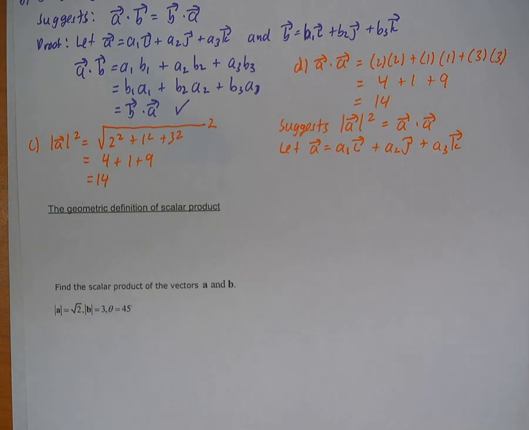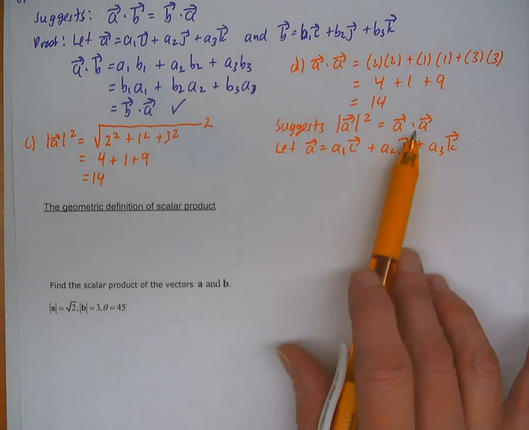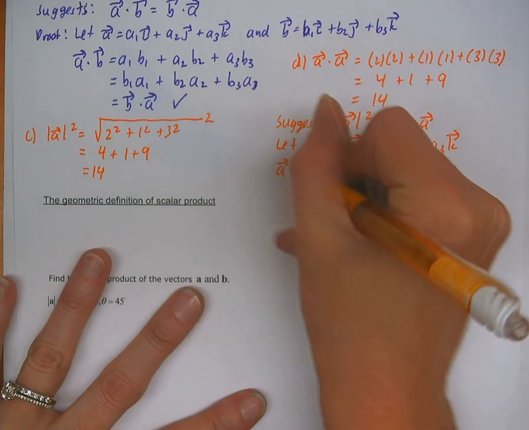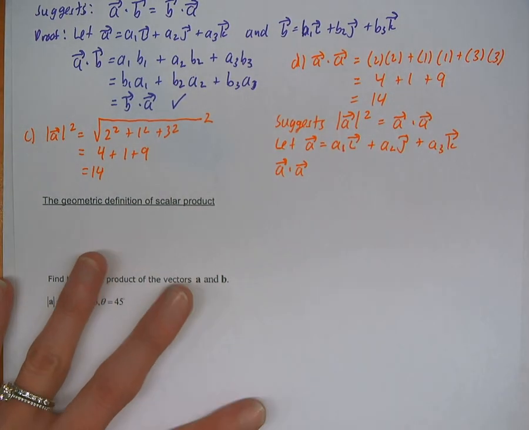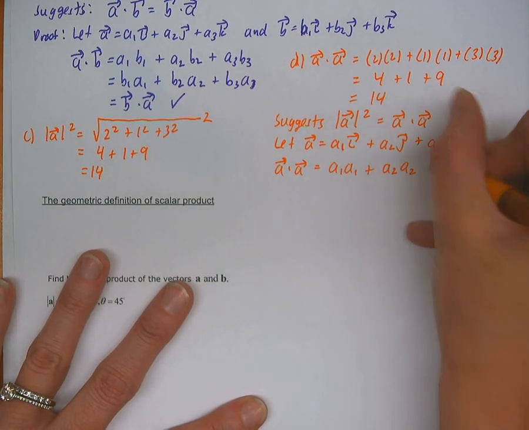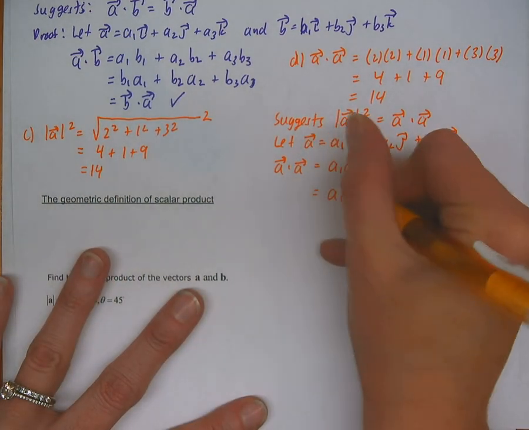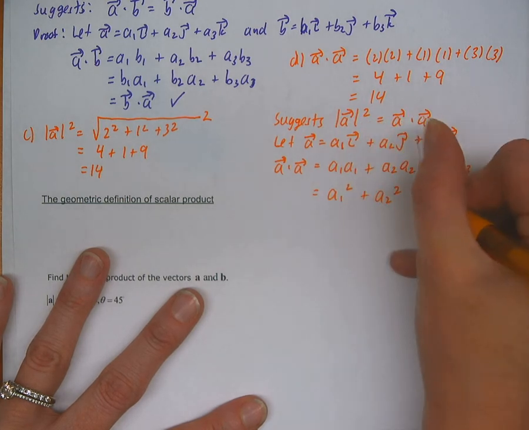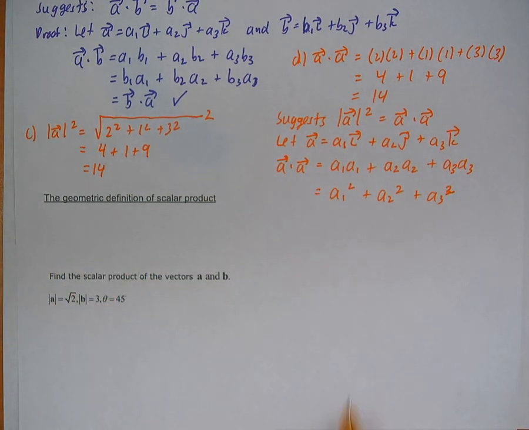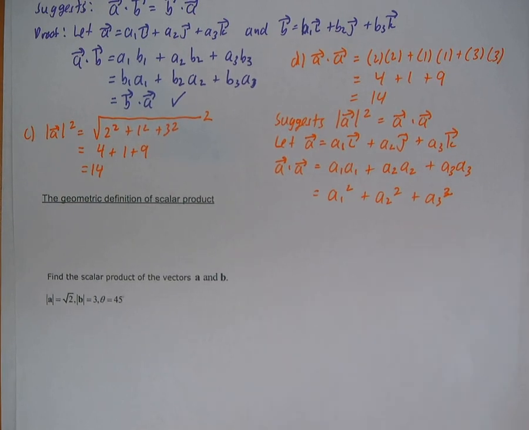Once we've established what vector A is, we can either start with the magnitude and go this direction. I think I'm going to start with A dot A and show that it will equal the magnitude squared. So A dot A will be A1 squared plus A2 squared plus A3 squared. Well, that's how we find the magnitude, but then we square that. So we basically have what we need.